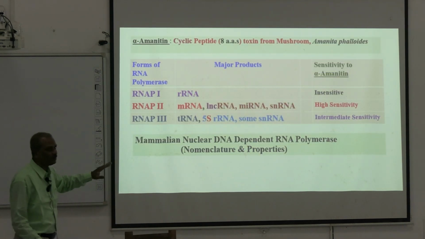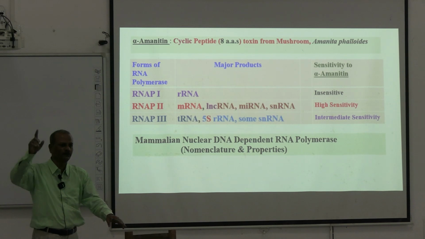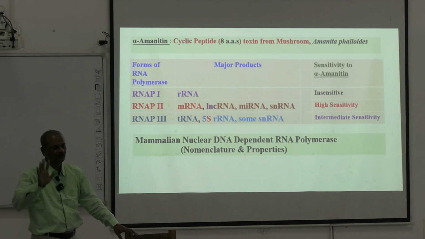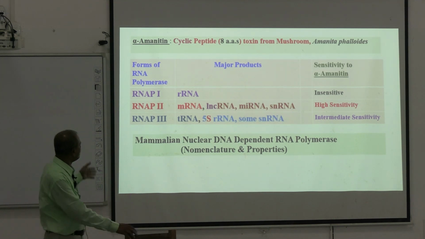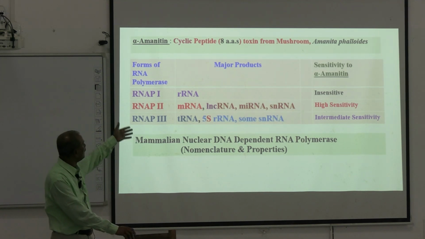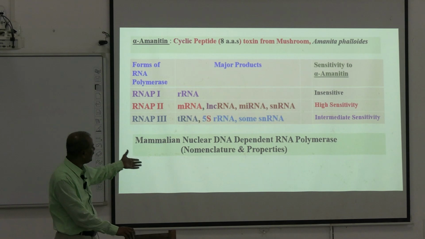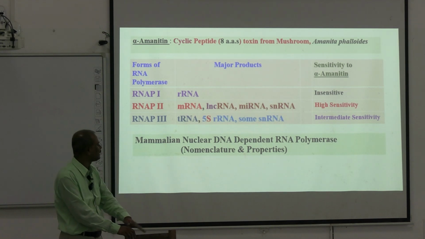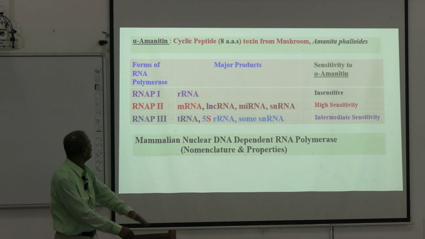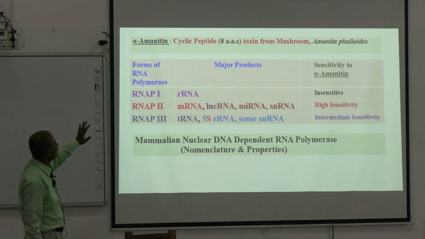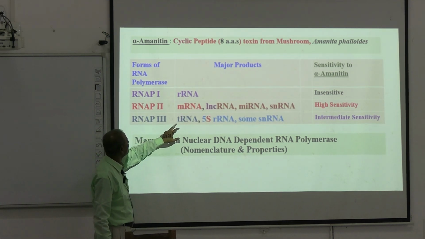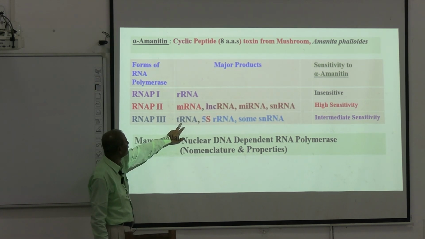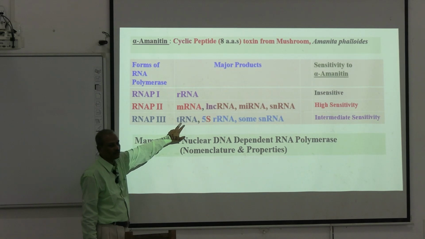So, you see the eukaryotes means starting from yeast to human being. So, this is a wide range of eukaryotes. This is what I have shown you from mammalian nuclear DNA dependent RNA polymerase. So, what they produce? RNAP1 produces rRNA, RNAP2 produces mRNA, this at least you must remember, and RNAP3 produces tRNA.